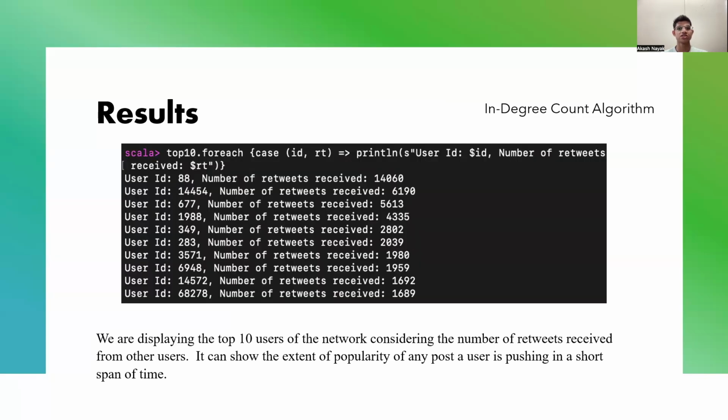The next result is about the number of retweets received by the users in the social network. We have used the in degree method of GraphX to find the number of retweets received by a user. So we are displaying the top 10 users based on the number of retweets they have received in decreasing order. So this shows the extent of popularity of any post a user is pushing in a short span of time.